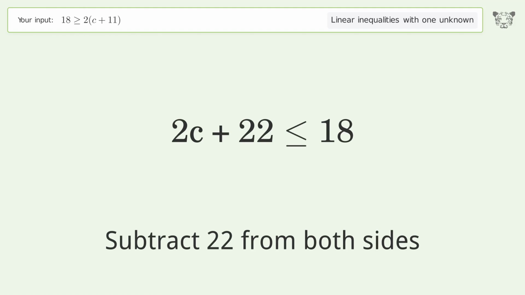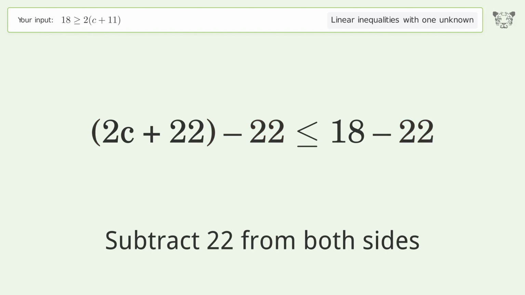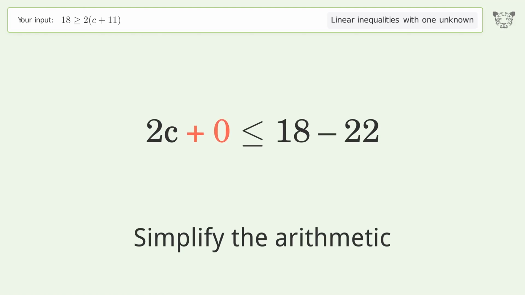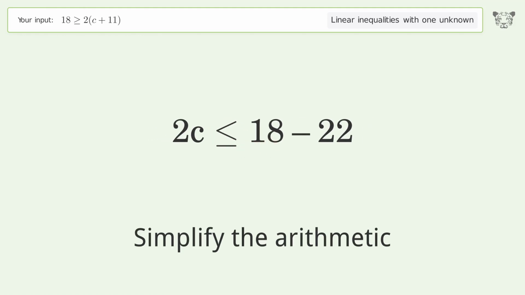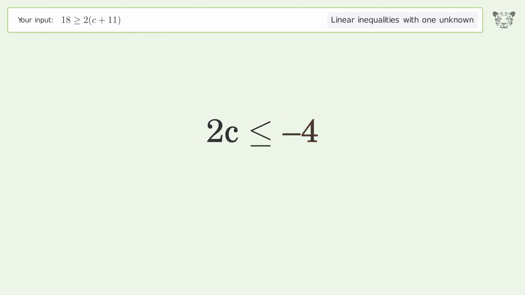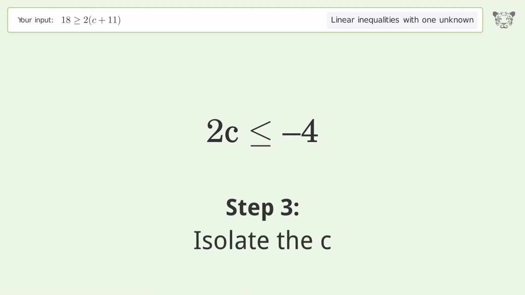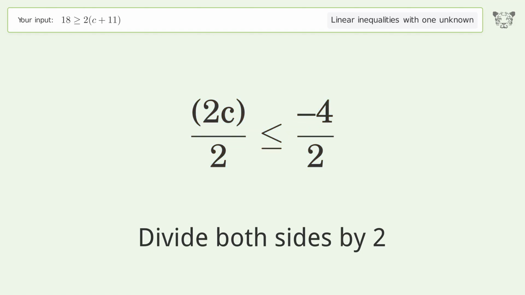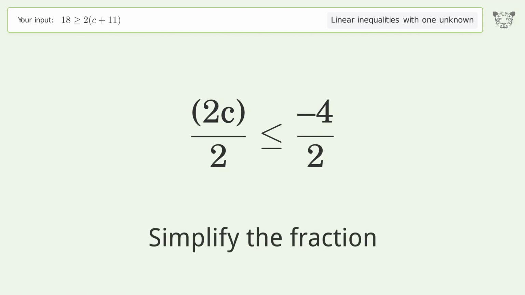Subtract 22 from both sides. Simplify the arithmetic. Isolate the c. Divide both sides by 2. Simplify the fraction.